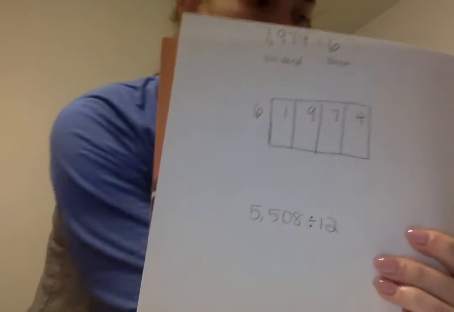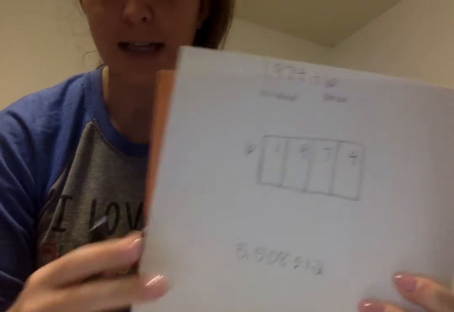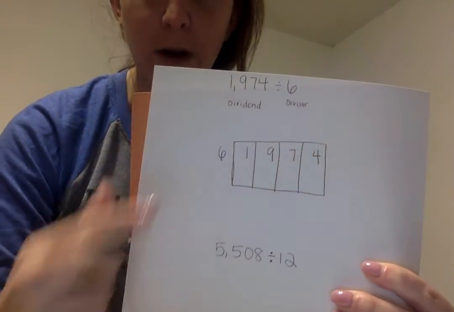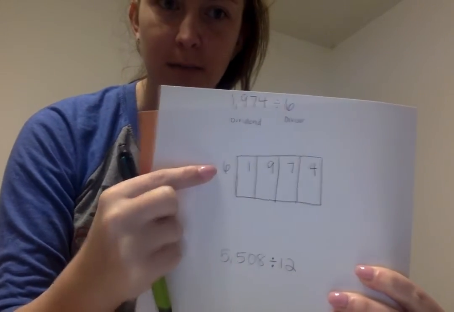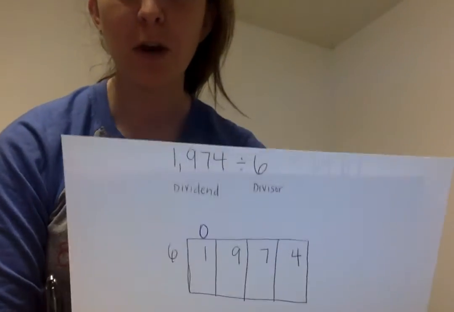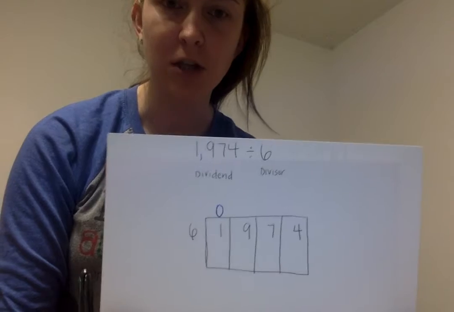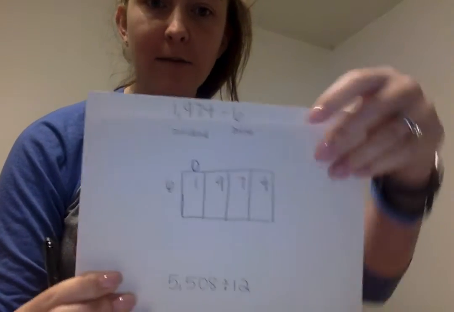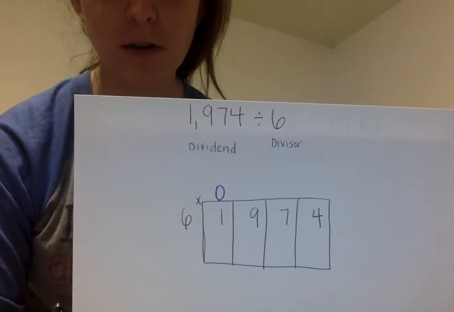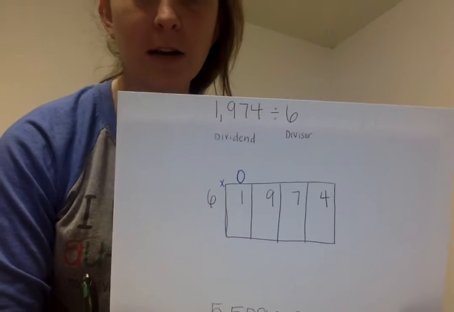Now the first thing I have to ask myself when dividing is how many times can 6 go into 1? If I have one thing, can 6 go into that? Well, no, I can't make a group of 6. So I'm going to put a 0 up top here. Some of you may put an X or something like that, but I just choose to put a 0. Then I have to multiply 0 times 6. I draw my little multiplication sign right there just so I remember what I have to do, and I know that 0 times 6 is 0.